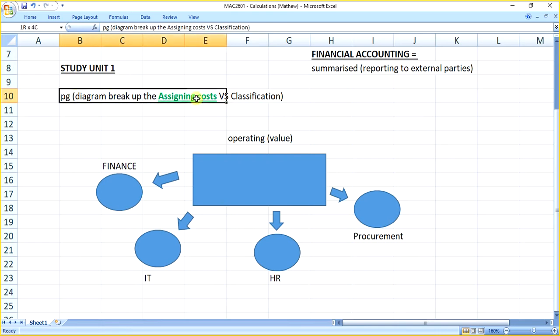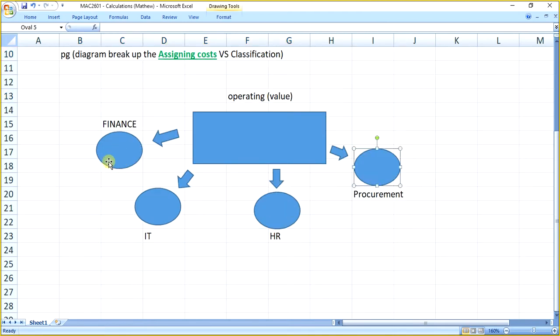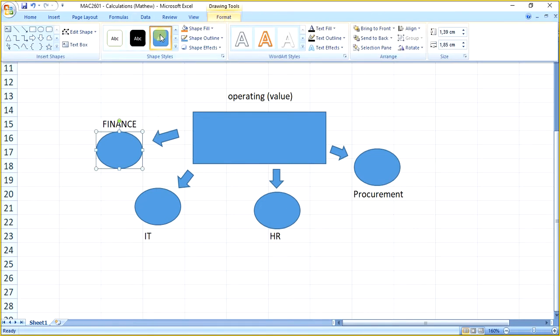Okay, so when we look at assigning costs, is the finance department going to need certain things to operate? Yes, I'd say so. Is the IT going to need certain things to operate? Yes. But remember, these are all separate businesses. Well, not businesses, separate departments within the business. Does that make sense? Yes.